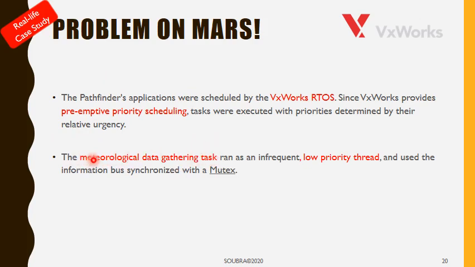So there's a meteorological data gathering task here, and it's infrequent. This means that it has some kind of frequency, so it's a periodic one. It's a perpetual loop with some sleep time. Anyway, and it has a low priority assigned to it. Fair enough. Thread or task, doesn't really matter.